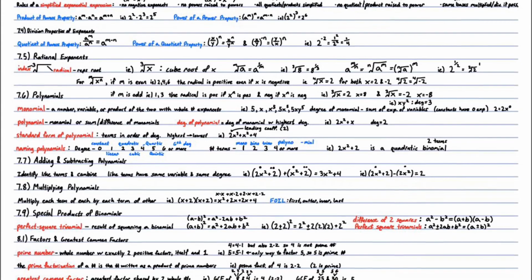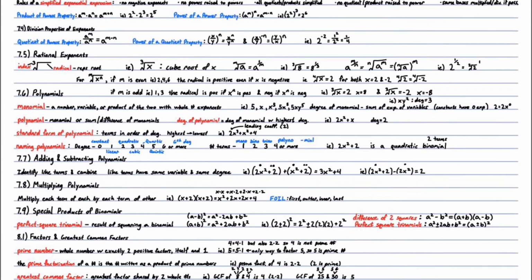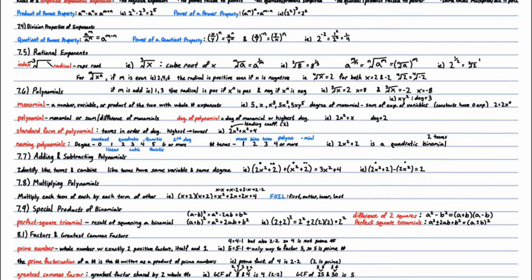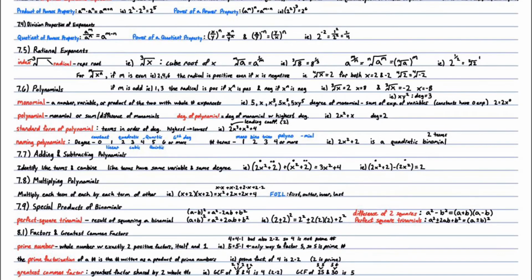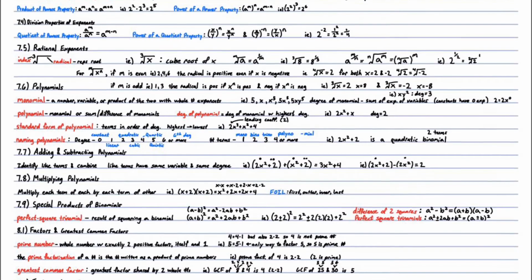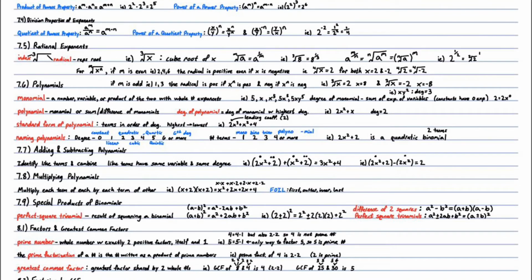Rational exponents. Index n and radical represent the nth root. The nth root of a equals a to the power of 1 divided by n. A to the quotient of m divided by n equals the nth root of a to the power of m, for the nth root of x to the m. If n is even, the radical is positive even if x is negative.